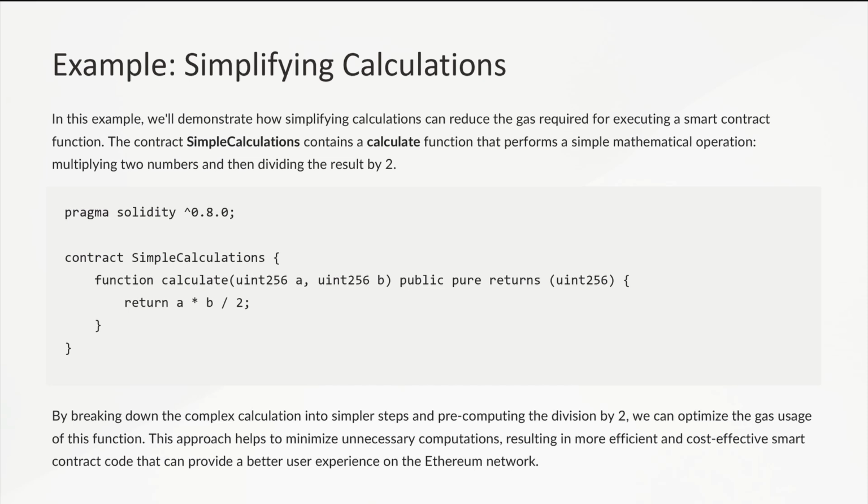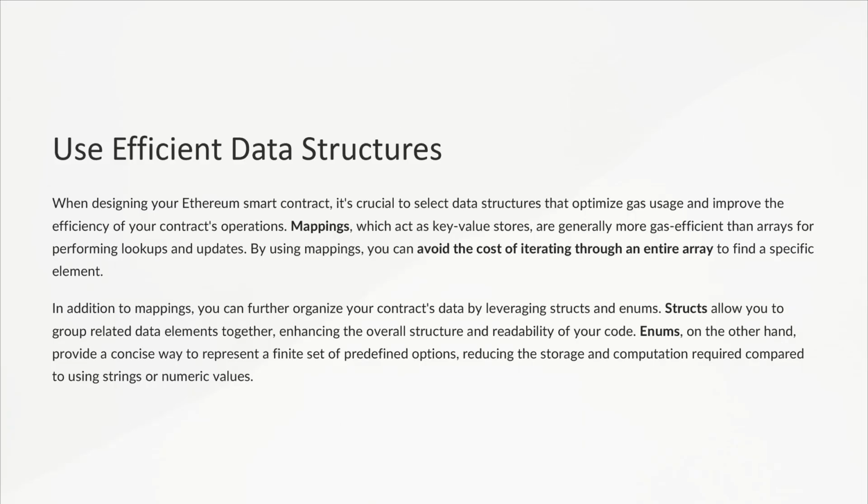The same also applies for more complex computations, using efficient data structures. It's crucial to select data structures that optimize gas usage and improve the efficiency of your operations in the smart contract. For example, using mappings which act as key value stores, you can avoid the cost of iterating through an entire array. Additionally, you can further organize your contract's data by leveraging structs and enums.